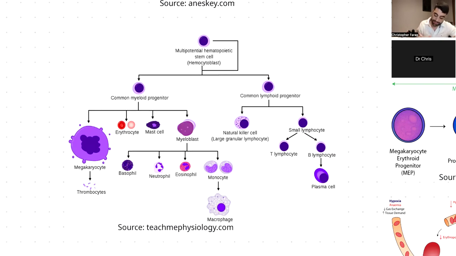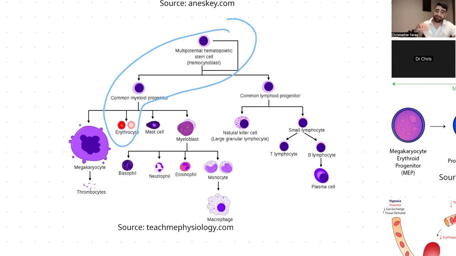All right, so this is a big picture schematic, and it looks at all our blood cells actually. Now, today we're only focusing on red blood cells, so we're only looking at a small proportion of this diagram. We're only looking over here, the production of the erythrocyte.